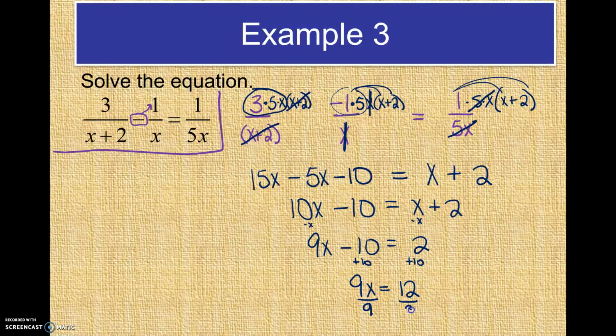Divide both sides by 9. What is 12 divided by 9? Can we simplify that fraction? 4/3.